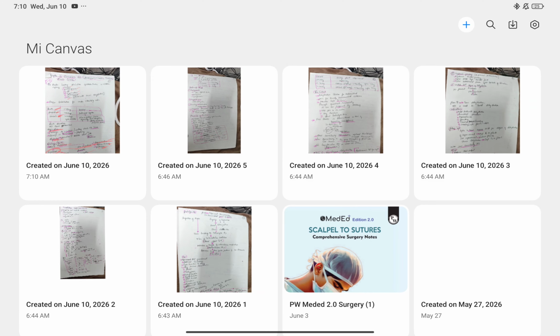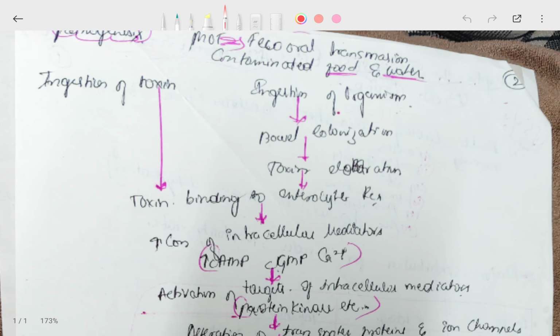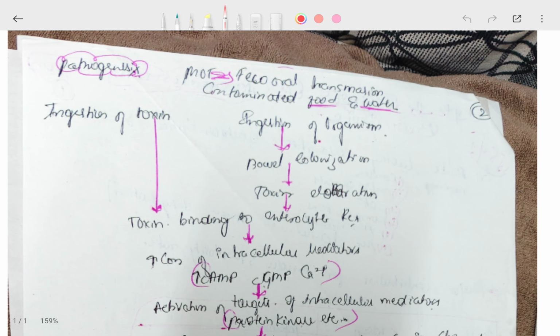Now we will discuss other things. Pathogenesis: first, we'll see the mode of transmission of these organisms. These organisms enter through fecal-oral transmission, through contaminated food and water. We may ingest toxins, or we may directly ingest organisms.